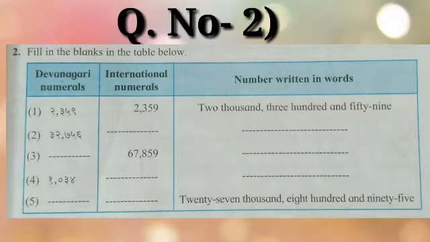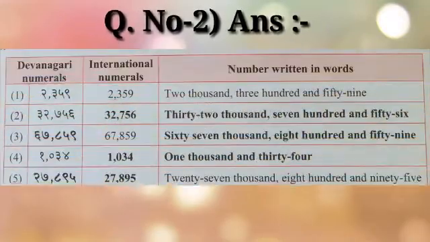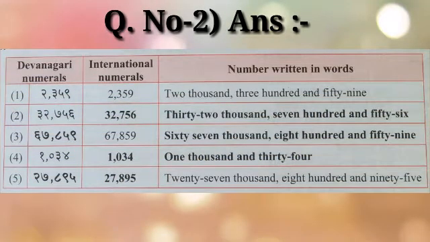Here Devanagari numerals means the numbers which we write in Marathi, and international numbers means the numbers which we call counting numbers, which I have explained in our previous video. So let's see the answer. In this answer the first number is already solved for you.